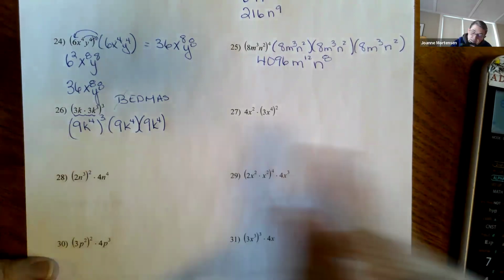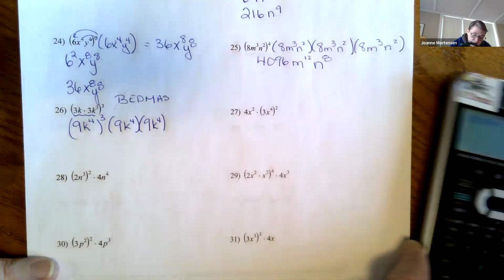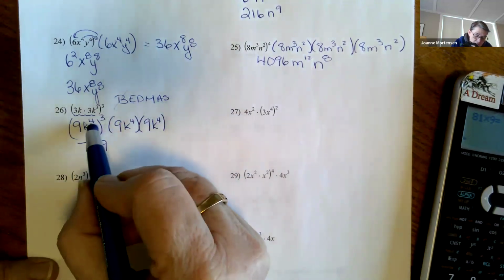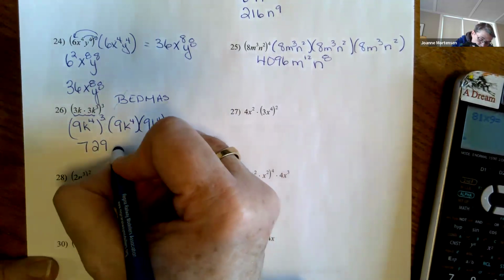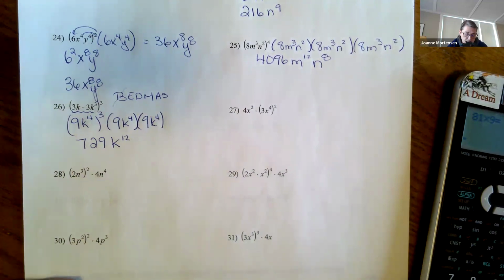Okay, so 9 times 9 is 81. Times 9, 729. And then we got k to the 4 plus another 4 is 8 plus another 4 is 12. There we go. Ta-da! Okay, so if there's stuff in the brackety bits, do it first.